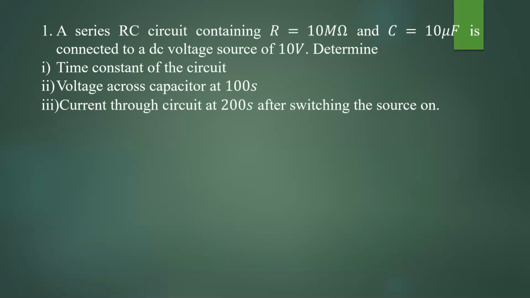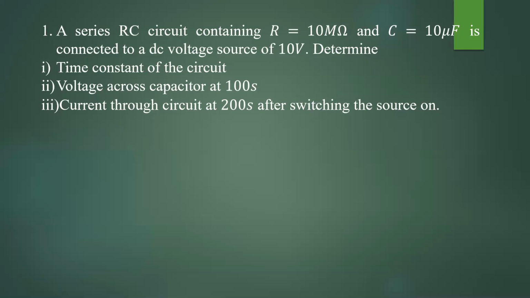The question is a series RC circuit containing R is equal to 10 mega ohm, and C is equal to 10 microfarad, connected to a DC voltage source of 10 volt. So this is the circuit, and what we have to determine: number 1, the time constant of the circuit. Number 2, the voltage across the capacitor at 100 second and the current through the circuit at 200 second after switching the source on. So 3 important parameters you have to determine.